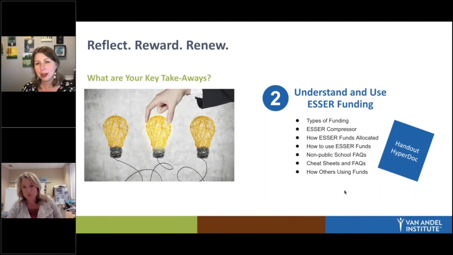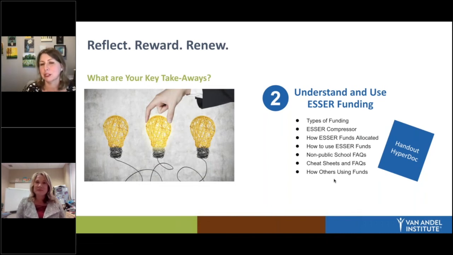So just to summarize really quickly, we looked at the different types of funding. Remember, there's that resource to see what funding is available. We got that quick look at the ESSER compressor. We looked at how those funds get allocated across the states, if that's of interest to you. We looked at how to use the ESSER funds, what they can be used for, and then some specific FAQs for non-public schools, or the cheat sheet, and then some information from other folks about how others are using the funds. So that's what we covered.